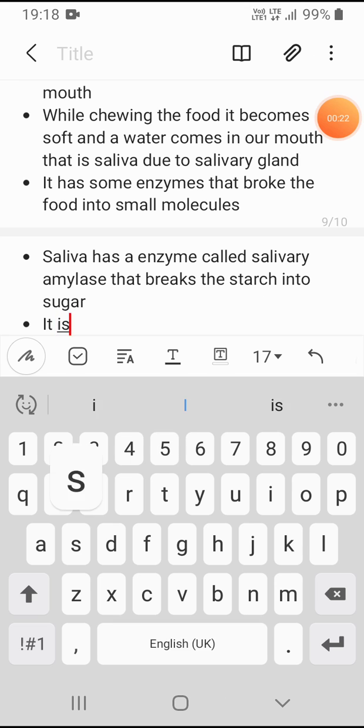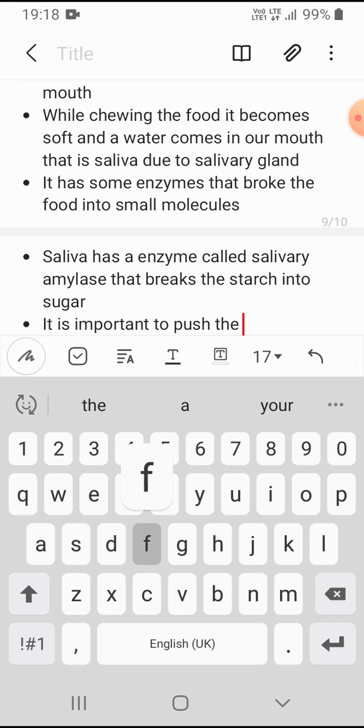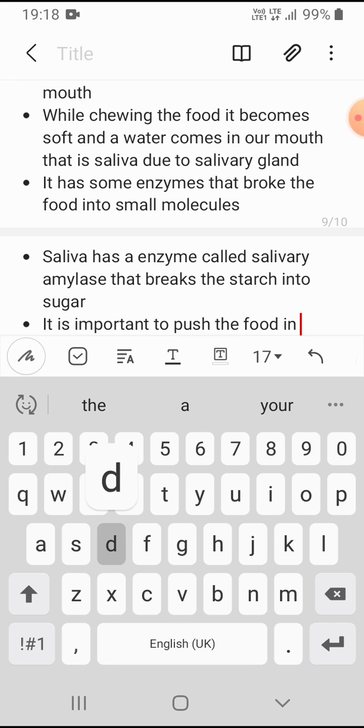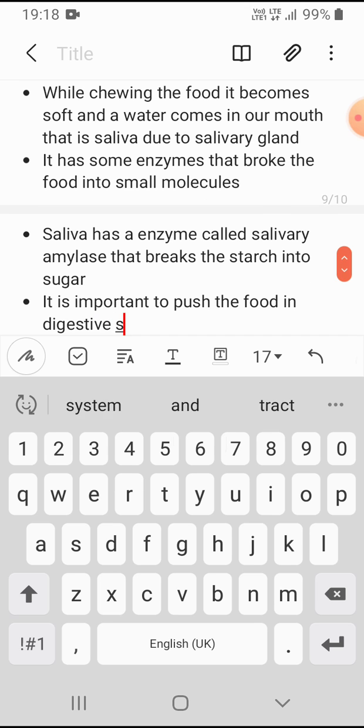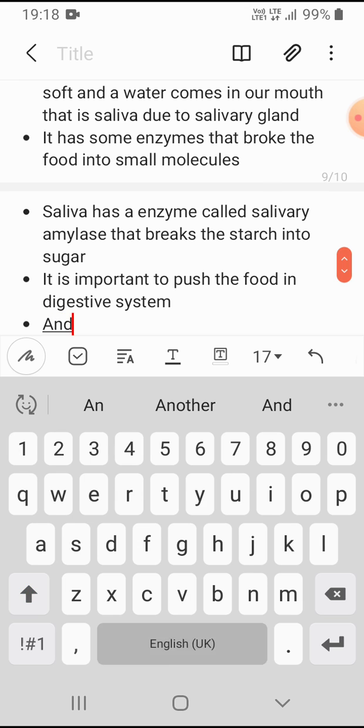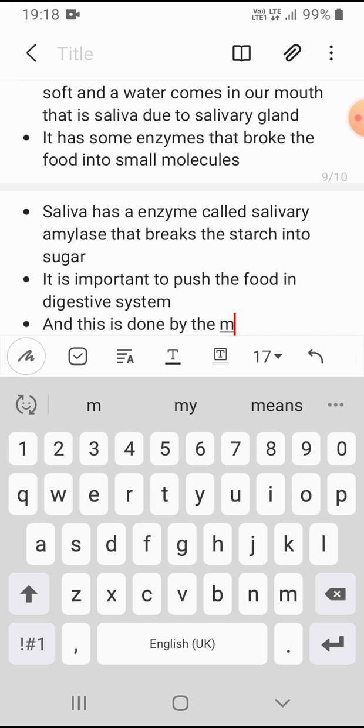It is important to push the food in the digestive system, and this is done by the lining muscles or inner muscles. It is done by the muscles.